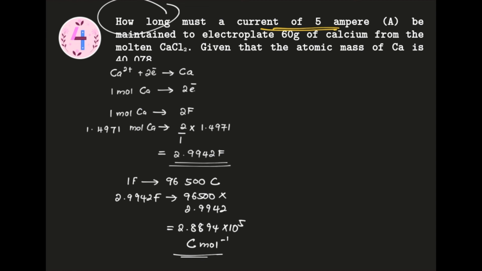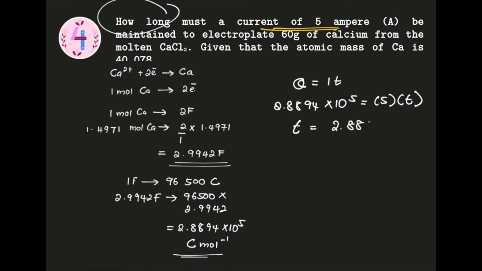Alright, we are going to calculate Q equals IT. Q is from the calculation you have just done, which is 2.8894 times 10 to the power of 5, equivalent to I. Your I is 5 ampere, so 5 times T. So T is equivalent to 2.8894 times 10 to the power of 5 divided by 5. So you will get your T equivalent to 57788. So this is your T.